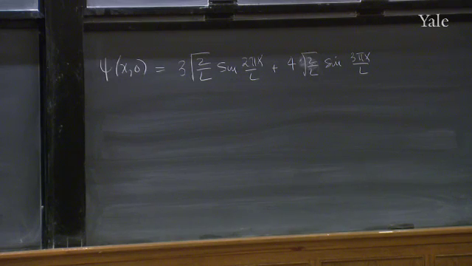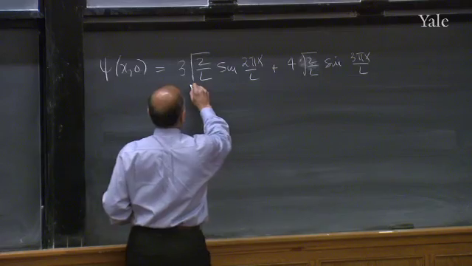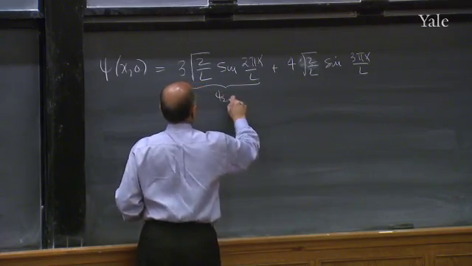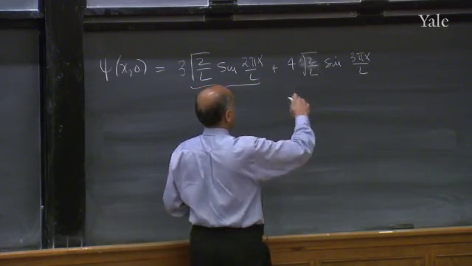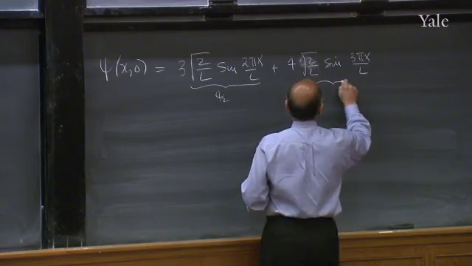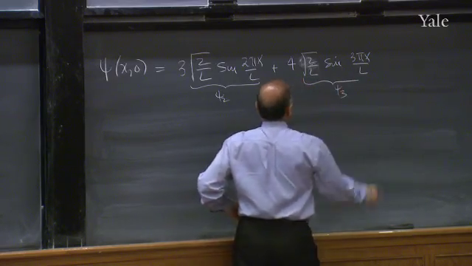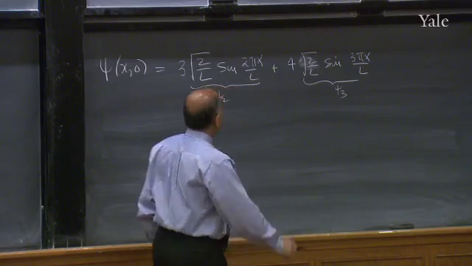What does it look like? It's a sum of two energy states. This guy is what I would call psi sub 2 in my notation, the second lowest state. This guy is psi sub 3. Everybody is properly normalized. And these are the A's.